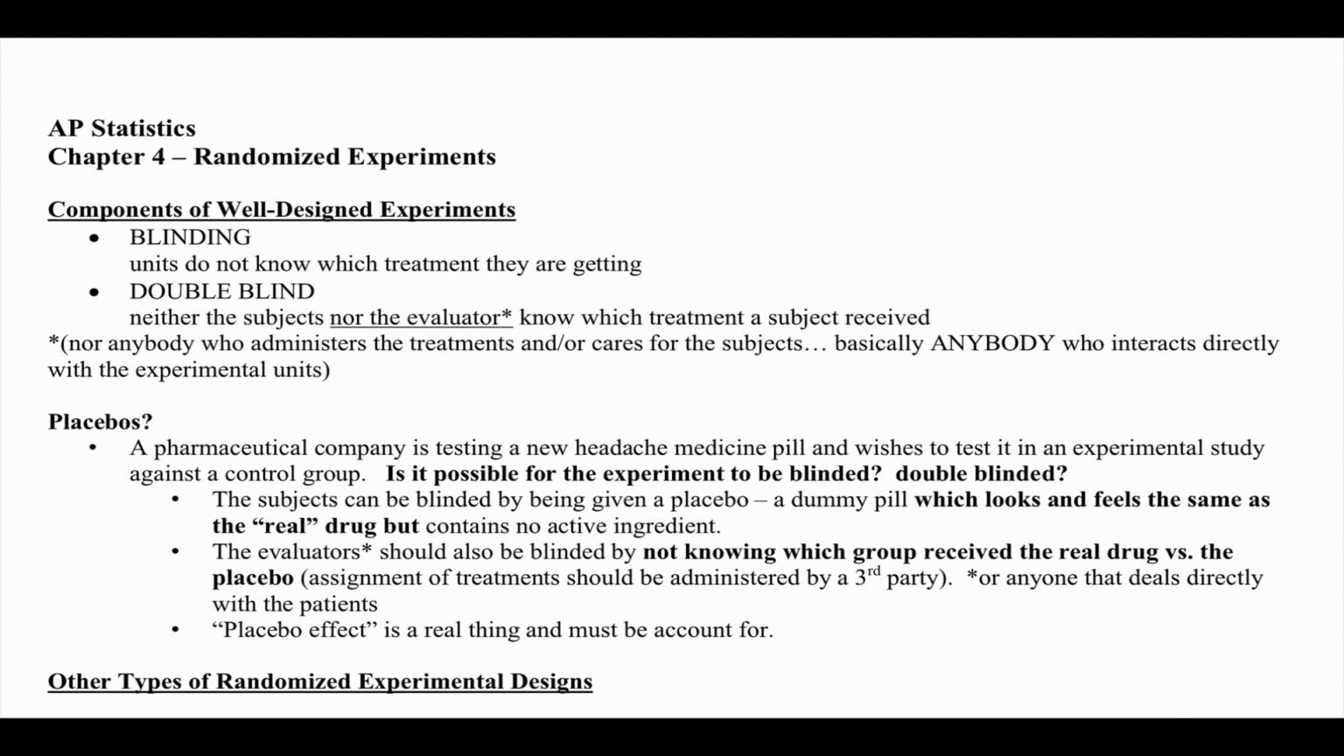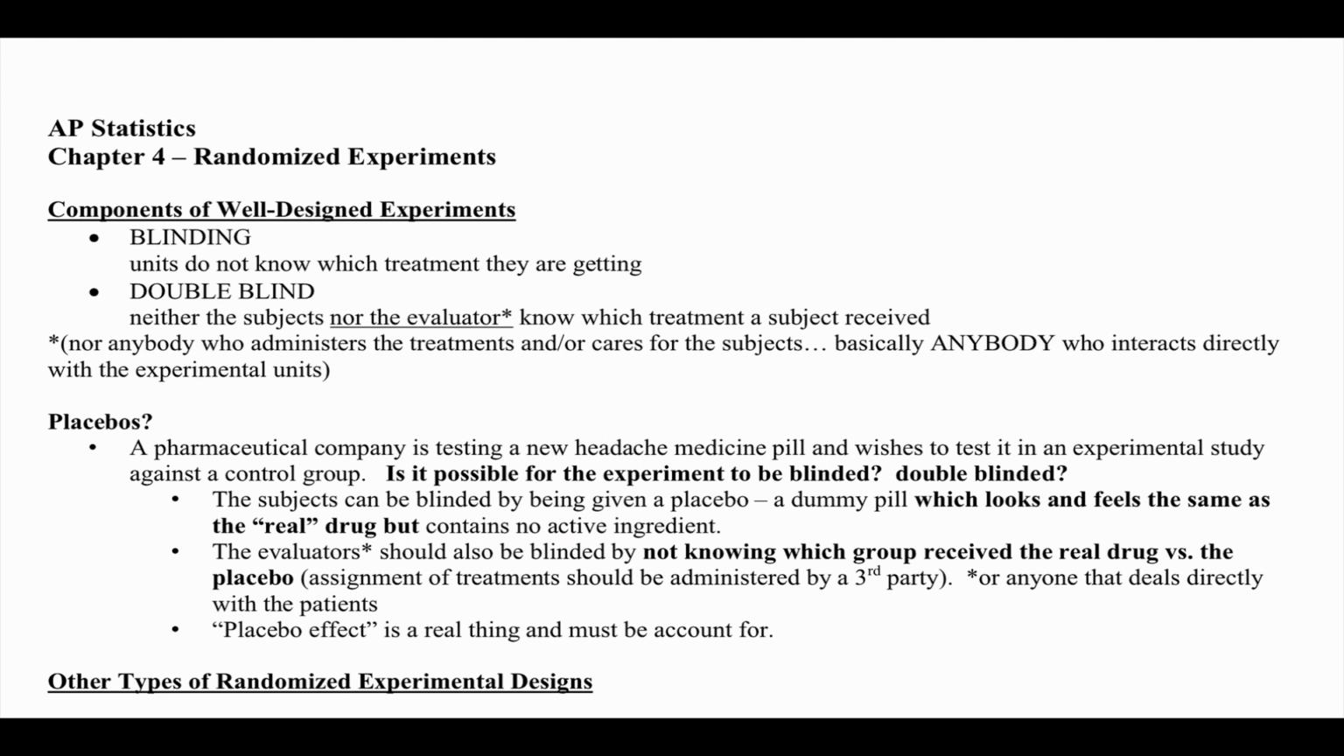Blinding. Okay, blinding is a possibility. Sometimes it works, sometimes it doesn't. So what is blinding? Blinding is when you're giving something and the units don't know which treatment they're getting. If you're giving something to an experimental subject, they don't know which treatment they're getting. Are they getting the placebo, or are they getting the real thing? They don't know. That's blinding.